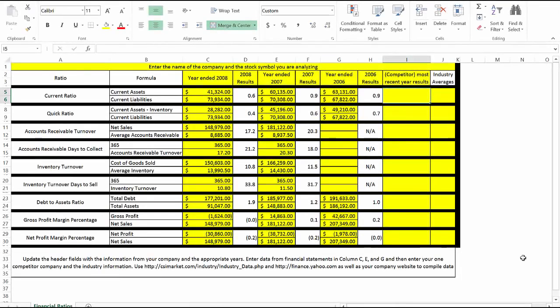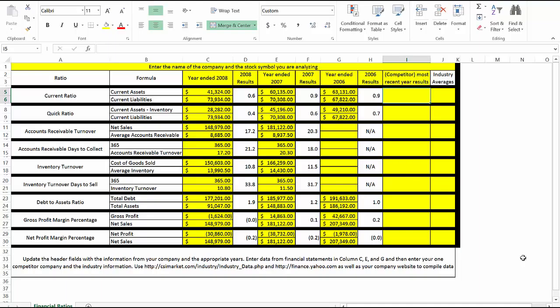Hi everyone. In this video I'm using a template that is on my website. You can download it from there. And I have entered in information regarding General Motors. Now this data, I happened to save it because when General Motors went into bankruptcy, I decided it might actually be a really good teaching tool. And so I have the 2006, 2007, and 2008 data for General Motors. So let's walk through this using the template that I have uploaded on my website.